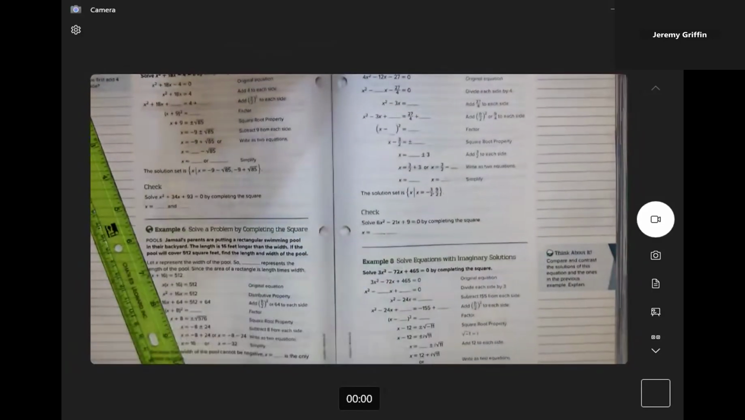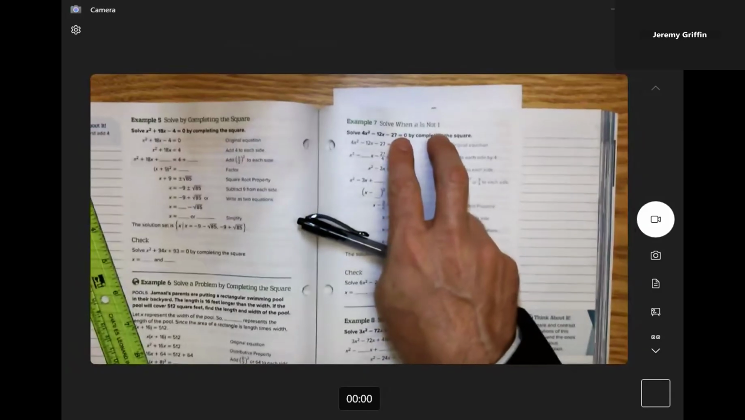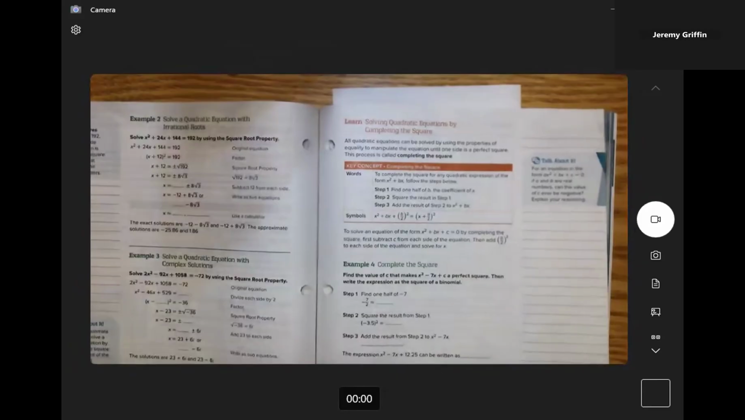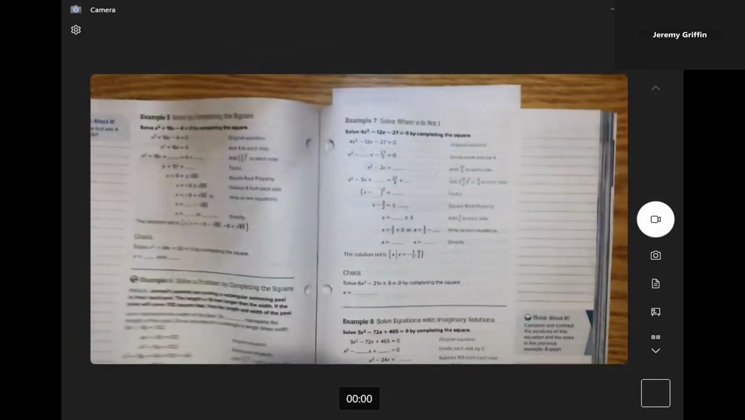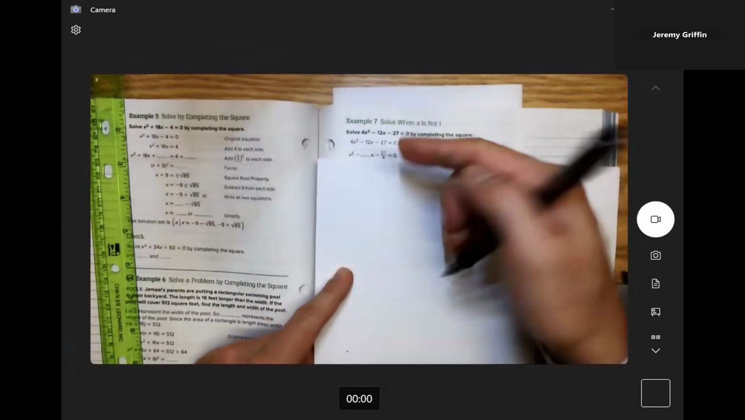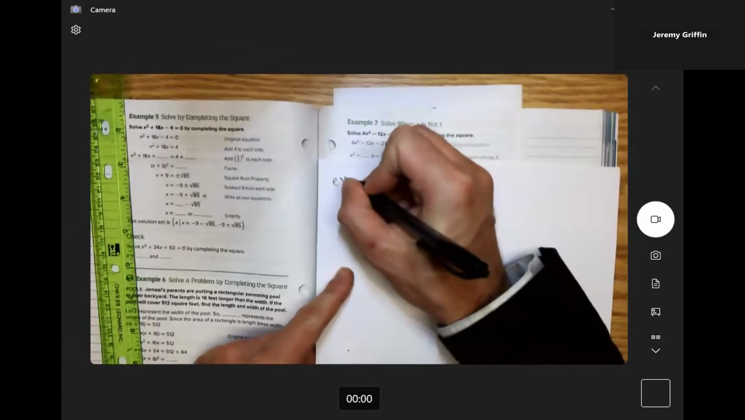Example 7, solve when A is not 1, which we kind of ran into before. If I backtrack a little bit, here, there was a coefficient 2 right there, which we just divided out right away. That's basically one way to solve that anyway. If the coefficient is not 1, then you can just divide it out.